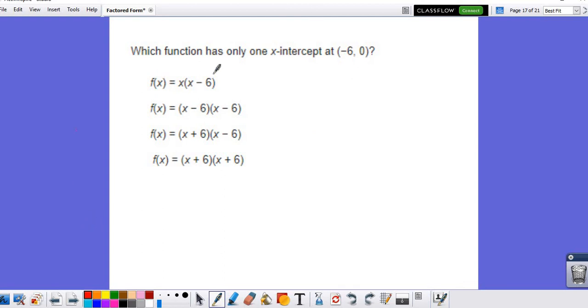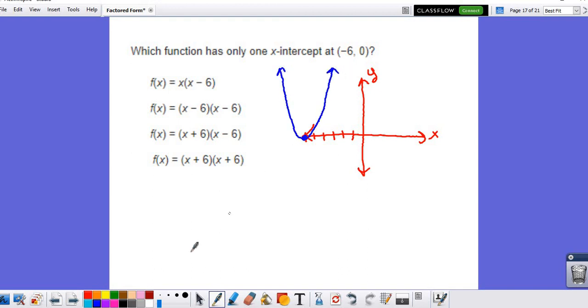All right, which function has only one x-intercept at (-6, 0)? So basically you're graphing this and you're looking for -6, 1, 2, 3, 4, 5, 6. So this is (-6, 0). And you want your graph to come down and touch that point and go back up. Okay, or it could be upside down. But down and back up. That's what you're looking for. So graph these answer choices on Desmos.